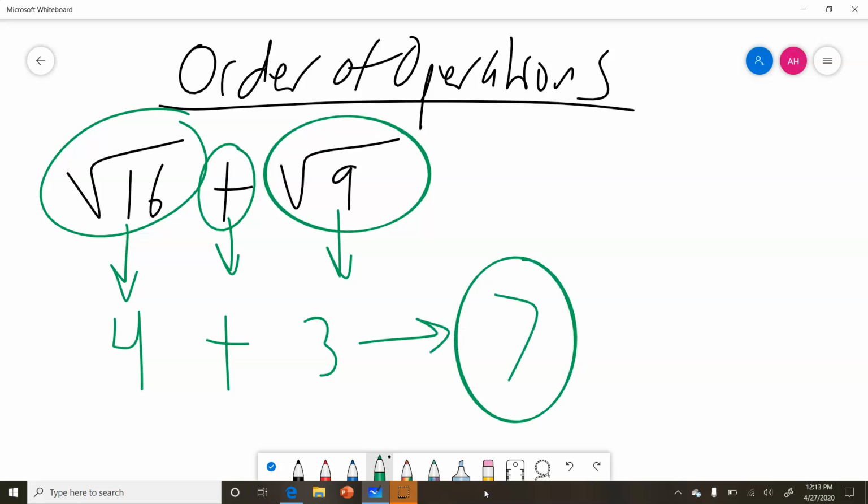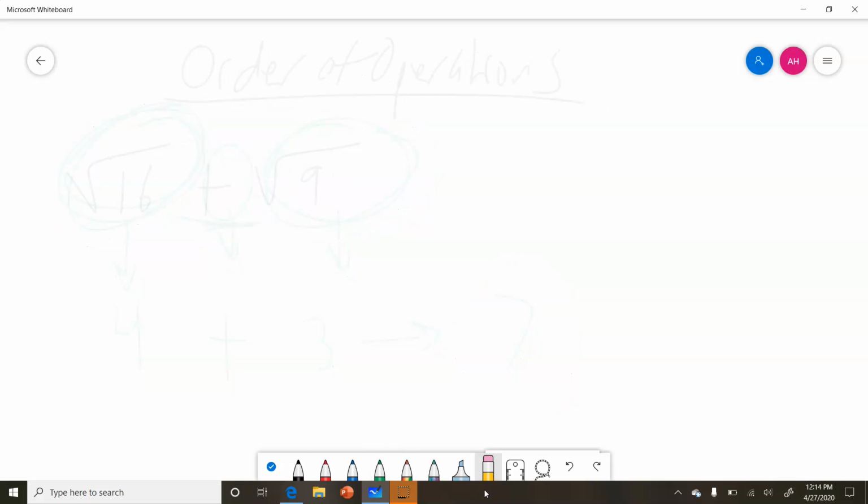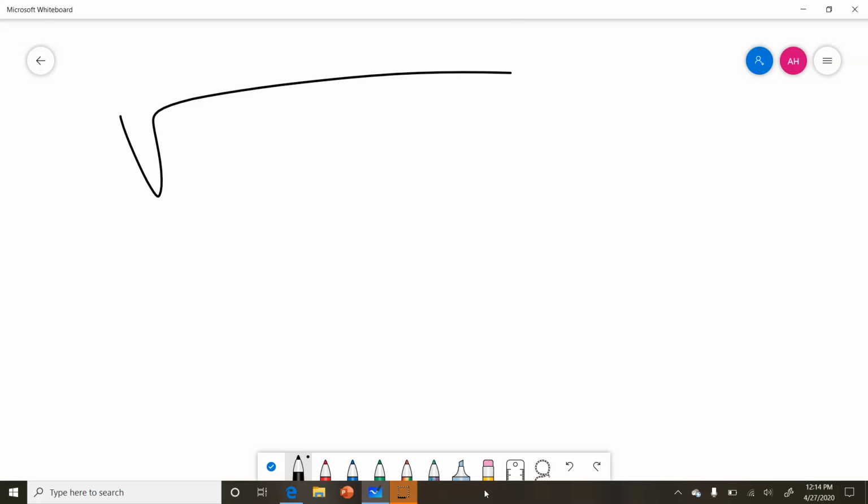Yay! So that's easy, right? We just do what's in here first, then we do the sign, okay? So that's the simple one. Now let's make it a little harder. What happens if we have this right here, the square root of 16 plus 9?